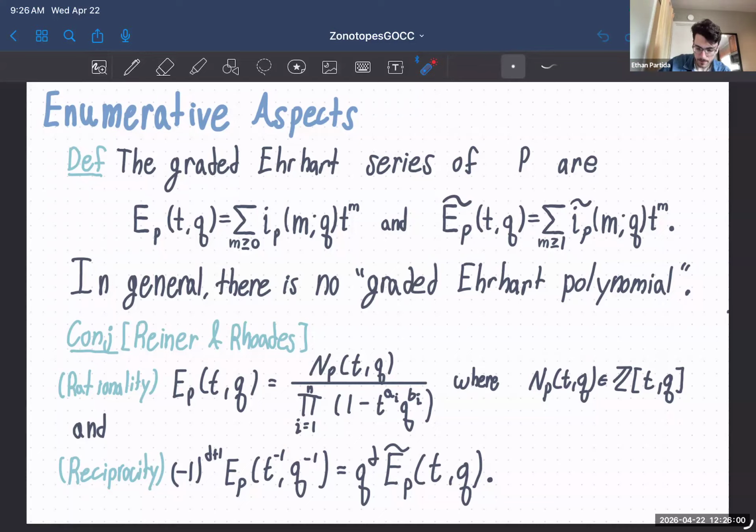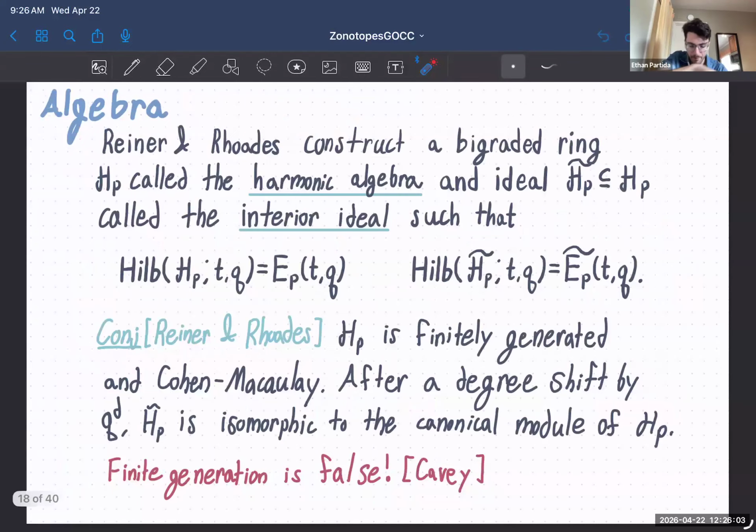Okay. And so, well, what's going on? So in analogy to the affine semigroup algebra, Reiner and Rhoades defined these two algebraic gadgets, which will be bigraded, such that the bigraded Hilbert series, the thing that keeps track of the dimension of the t-q-th piece, is the Ehrhart series and the Ehrhart series of the interior graded lattice point count. And they call these things the harmonic algebra, which I denote by H of P, and the interior ideal, which I denote by H tilde of P.